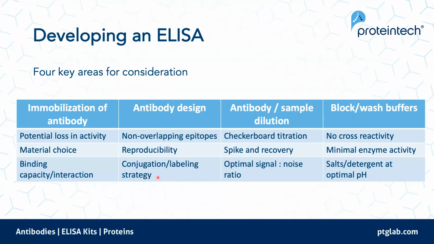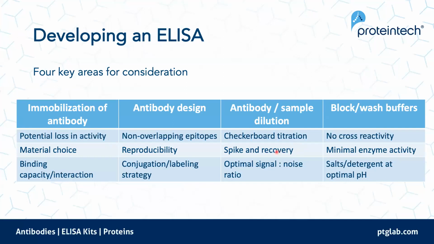Are you going to be using a directly conjugated detection antibody, or are you going to be using a secondary antibody that has the detection reagent itself instead? And then once you've got these pairs, you want to think about antibody and sample dilution. So you can do what's called a checkerboard titration. This is where you assess two variables at once. In this case, it would be looking at antibody concentration and sample concentration, and then you can essentially assess the best ratio of sample to antibody concentration by running it like that.